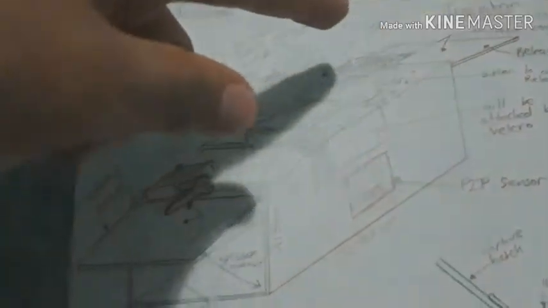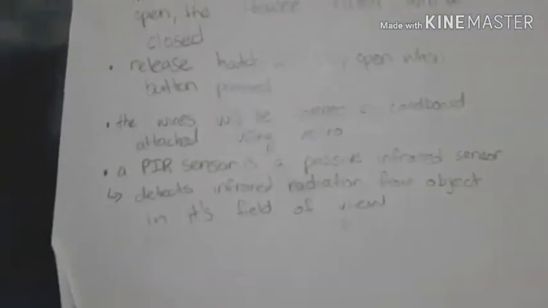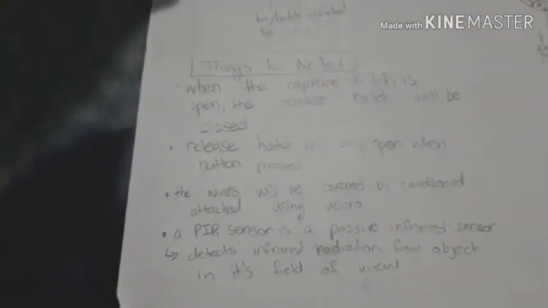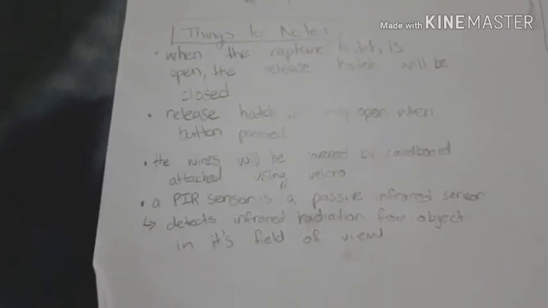So these two hatches will alternate. So when this hatch is open, this hatch will be closed, and when this hatch is open, this hatch will be closed. My Arduino and wires will be up here at the top, and my button will be over here. So things to note, that when the capture hatch is open, like I said before, the release hatch will be closed. The release hatch will only be open when the button is pressed.